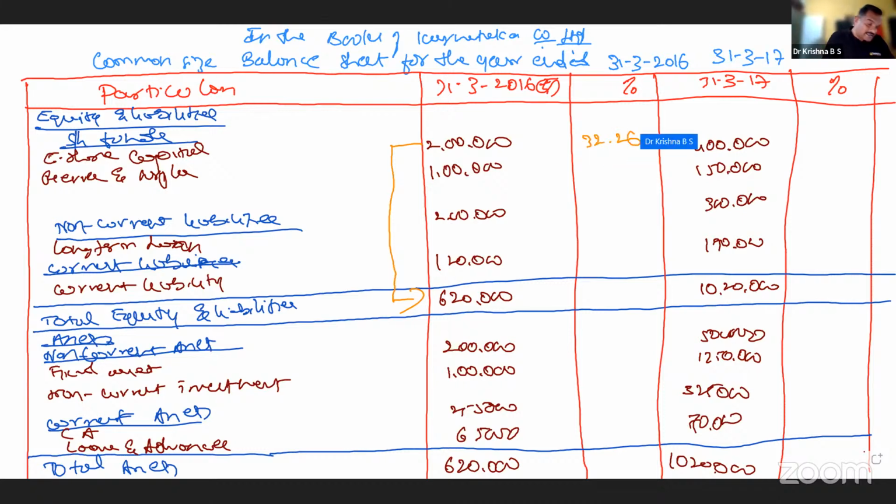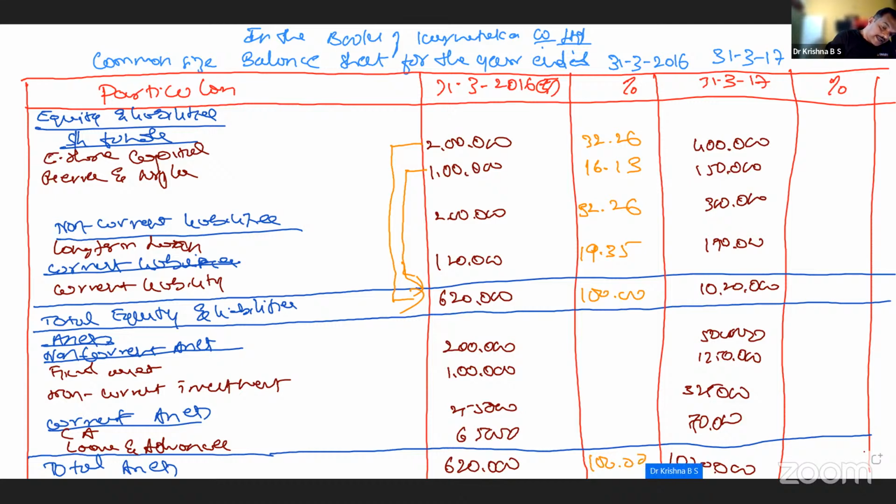Next, 1 lakh divided by 6 lakhs 20 into 100 will be 16.13. Then 2 lakhs divided by 6 lakhs 20 into 100 will be 32.26. Then 1 lakh 20 divided by 6 lakhs 20 into 100 will be 19.35. So this will always be 100.